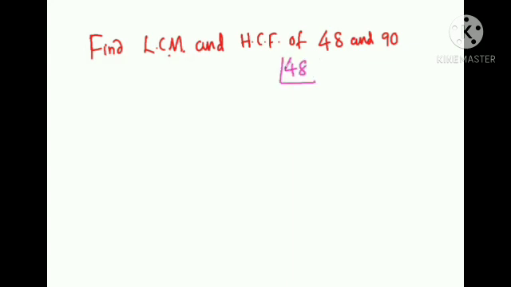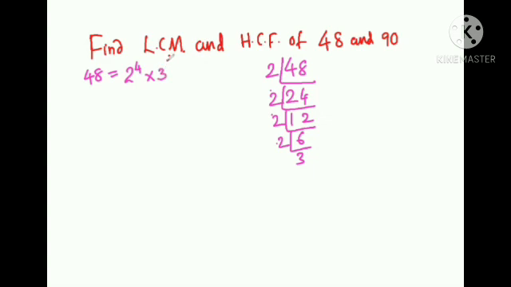Divide the number by any prime number which divides this number. So 2 divides: 2 fours are 8, 2 ones are 2, 2 twos are 4, 2 sixes are 12, 2 threes are 6. So 48 can be written as 2 to the power of 4 and 3 power 1 only.